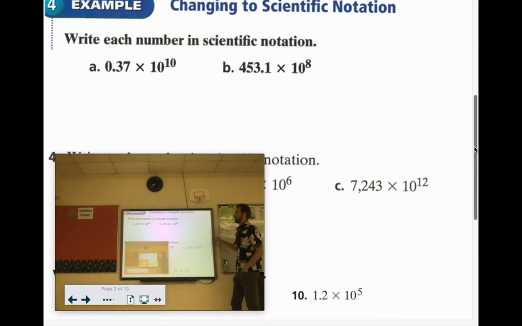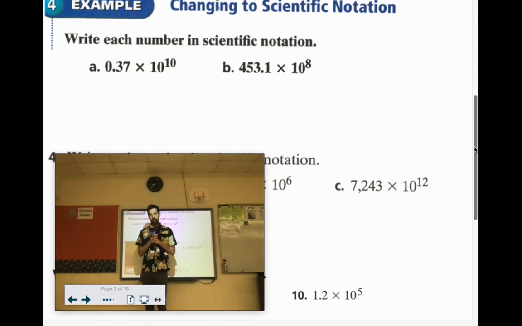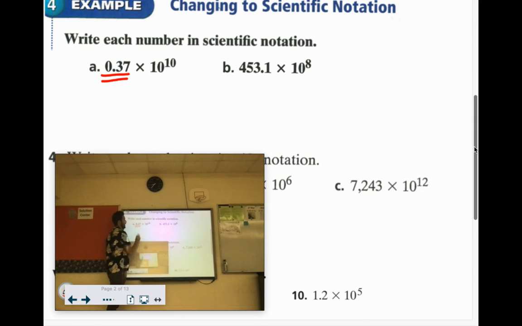Changing to scientific notation. 0.37 times 10 to the 10th is not in proper scientific notation. Now, if I had a question saying, is it improper? You would say no, because this number has to be between at least 1 but less than 10. So to make that happen, we would have to make it 3.7.